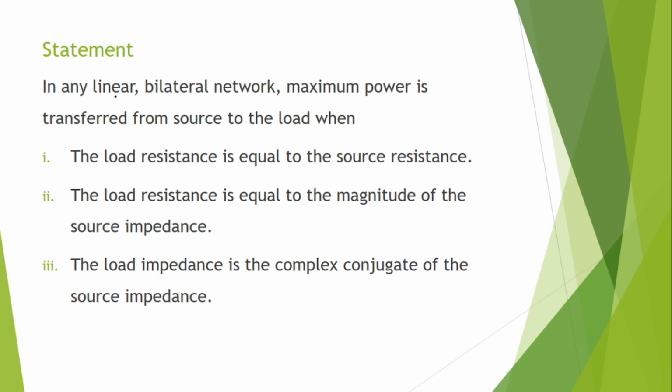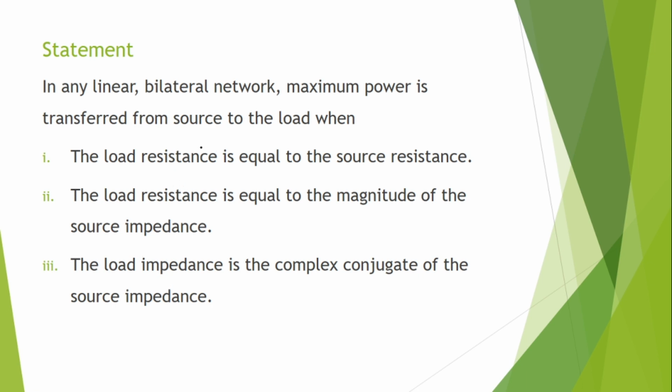In any linear bilateral network, maximum power is transferred from the source to load when load resistance is equal to the source resistance, or load resistance is equal to the magnitude of source impedance, or load impedance is the complex conjugate of the source impedance. Now, these are three different conditions.